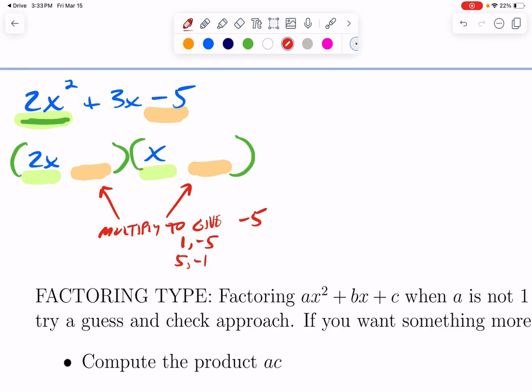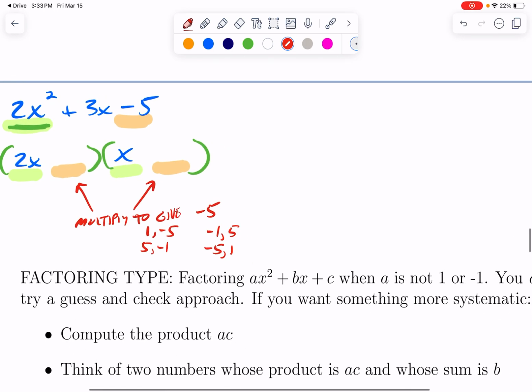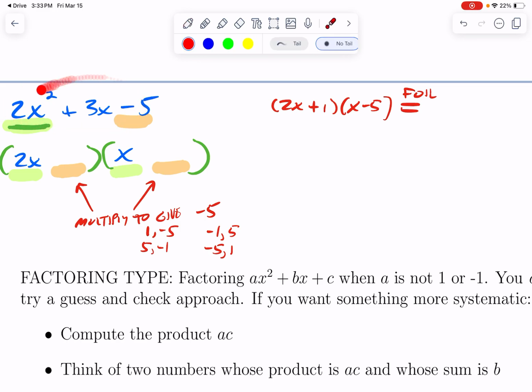Maybe it's 5 and negative 1. Maybe it's negative 1 and 5. Maybe it's negative 5 and 1. We could just try all of those different combinations. Hey, what happens if I take 2x plus 1 times x minus 5? And you could FOIL that out and see if you get this thing.